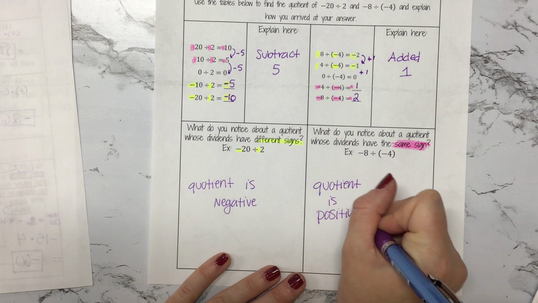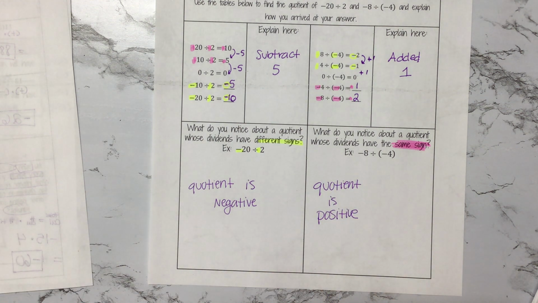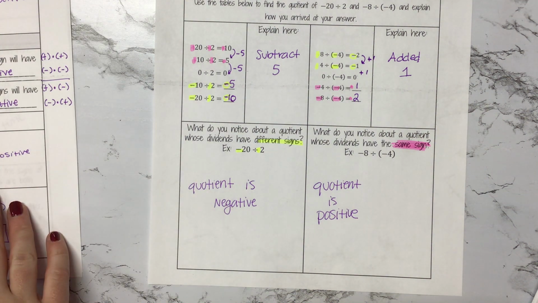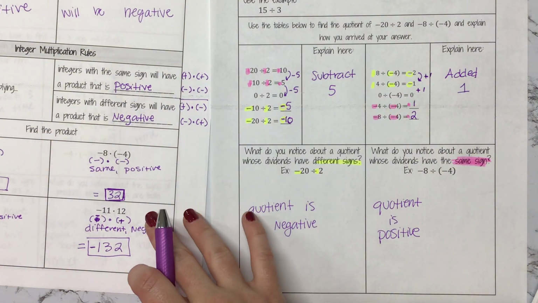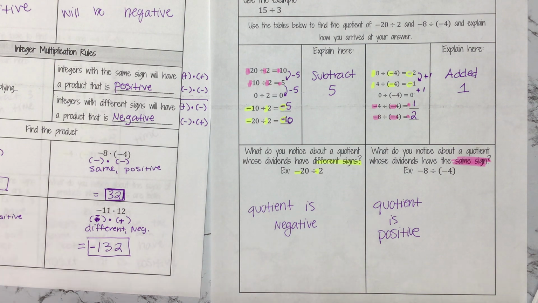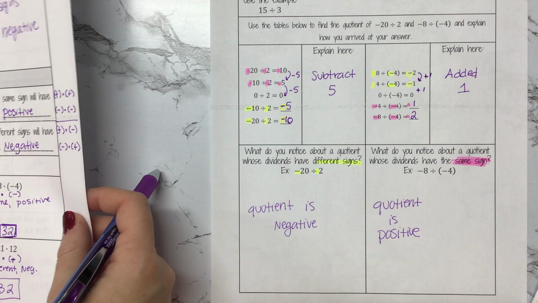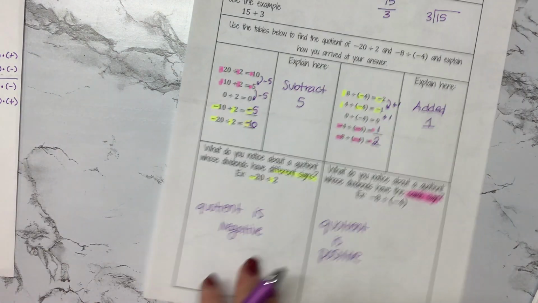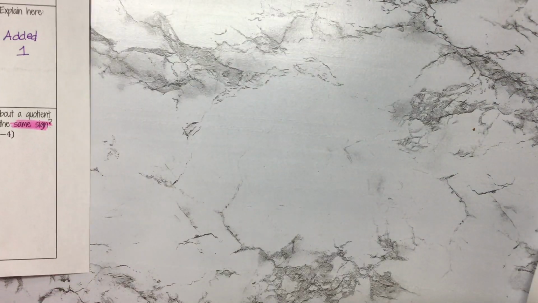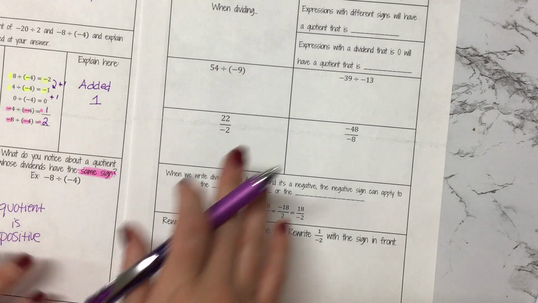So is that the same or different than our multiplication rules? Hint, it's the same. So, addition and subtraction had different rules. Multiplication and division, amazing, have the same rules. Right. So that's what we're going to do here.